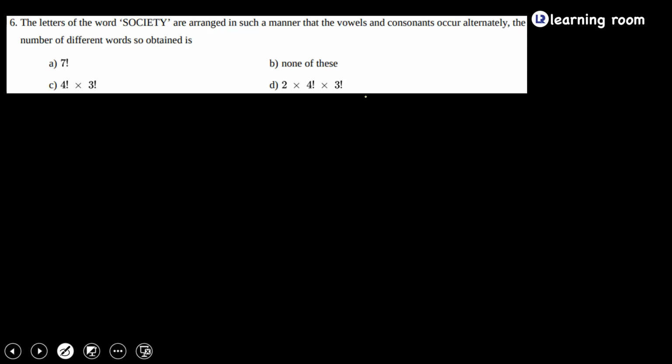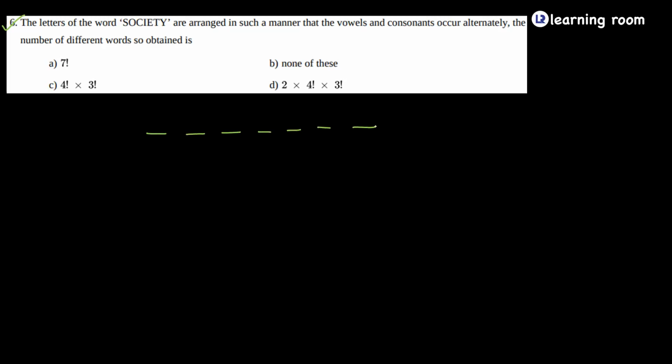If you observe, the letters of the word society are arranged in such a manner that the vowels and the consonants occur alternately. The number of different words that can be obtained. So how many blank spaces are there? 1, 2, 3, 4, 5, 6, 7.